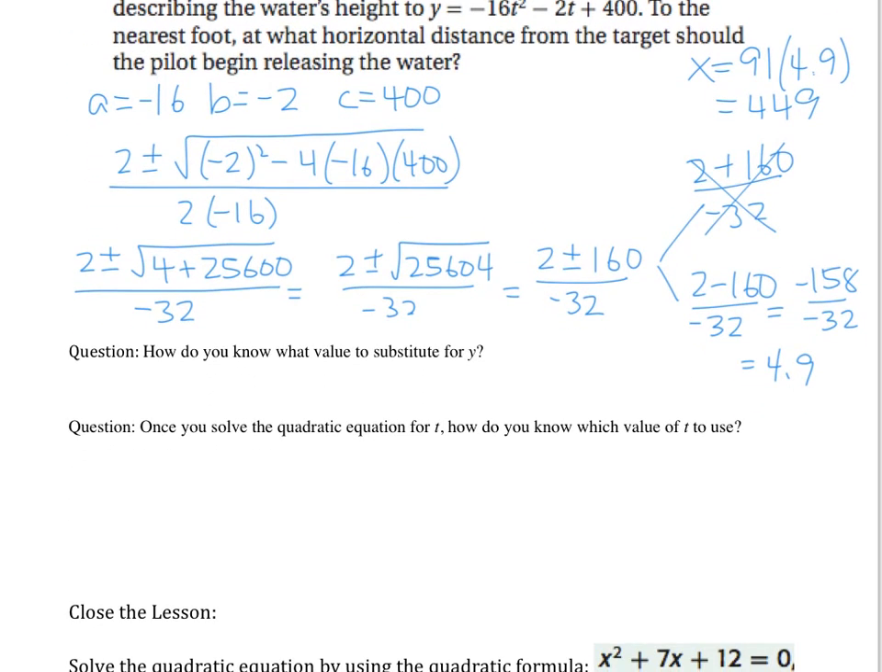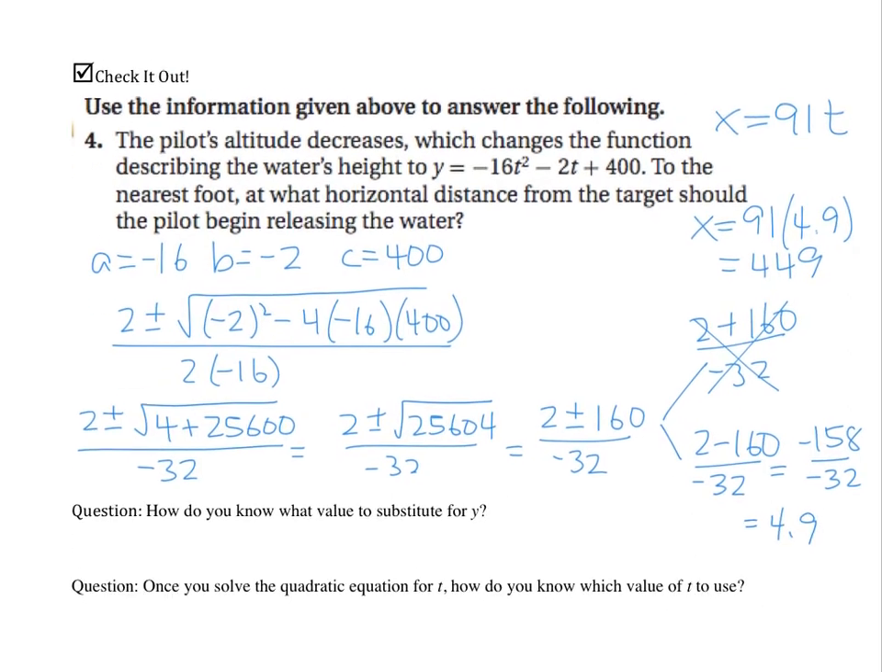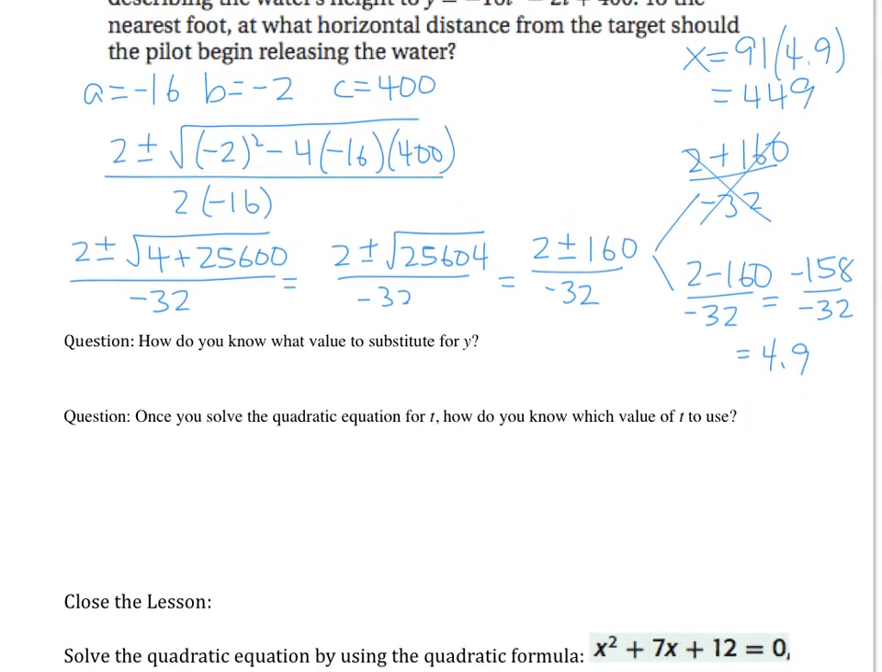How do we know which value to substitute in for y? Because we're talking about height, so we want to always set it equal to 0. Once you solve the quadratic equation for t, how do you know which value of t to use? Time cannot be negative.